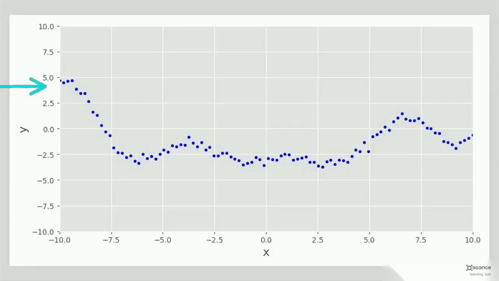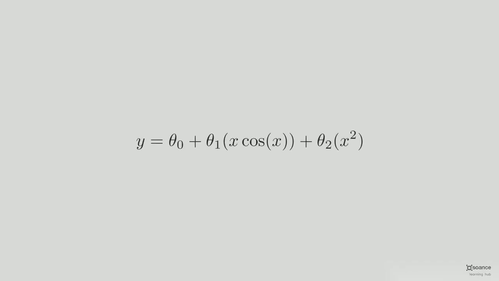Now, look at this scatterplot. The data follows a complex wave pattern. A standard straight line has no chance of fitting this curve. To solve this, we rely on a key property. Our regression model only needs to be linear in its parameters, not its inputs.